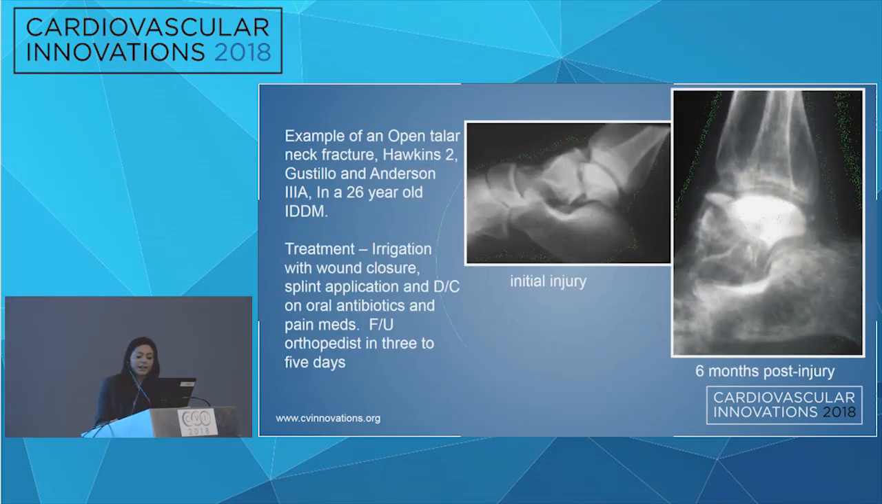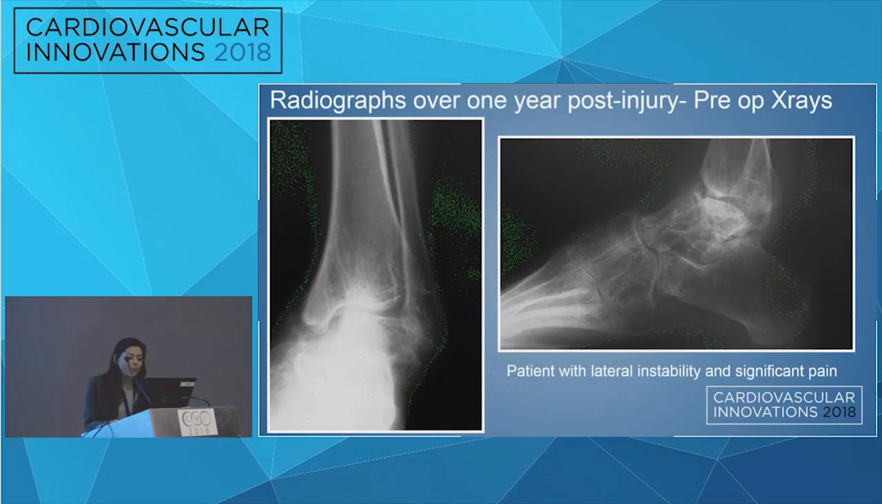So I didn't have intraoperative pictures from our actual case, so I'm going to go into a quick case in which the fibular onlay graft was utilized. So this is an example of a 26-year-old who had an open talar neck fracture, was sent back to follow up with the orthopedist, and 6 months later, you can see the post-injury x-rays.